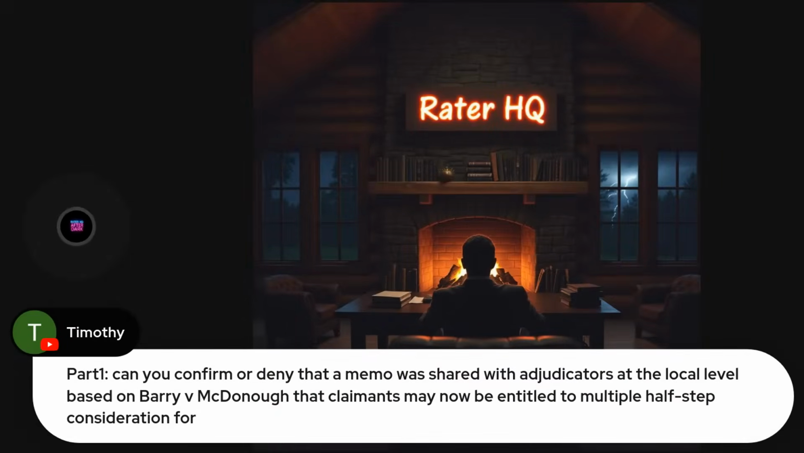Timothy, can you confirm or deny that a memo was shared with adjudicators at the local level based upon... No. No. Timothy, no. And here's, I need to explain this. If I got to explain this in the nicest way possible, if the president came and told me directly to apply Barry v. McDonough, I couldn't do it until the M21 manual updates. Even if the commander in chief told me that, I couldn't physically do it.